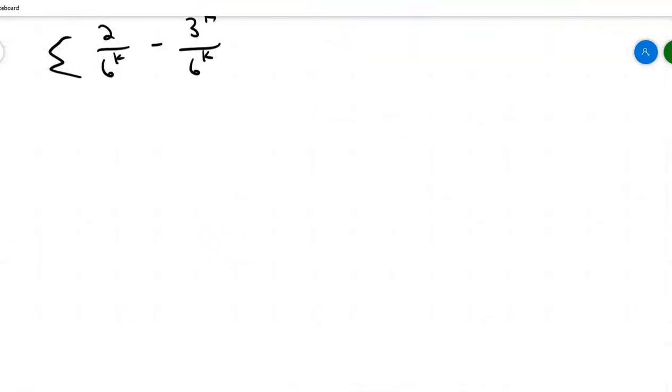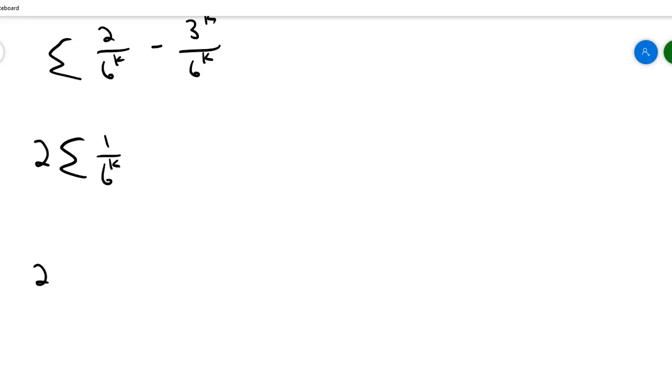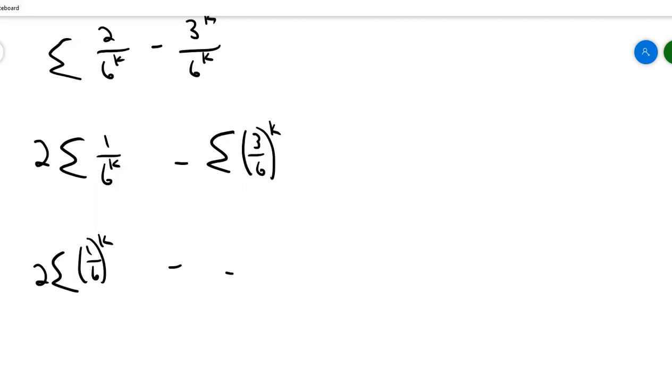For that first one, I can rewrite this as 2 times the sum of 1 over 6 to the k. This second one over here actually simplifies pretty nicely. That 3 over 6 I can pull on the inside, put the k on the outside, and now that becomes the sum of 1/2 to the k. So now I've reduced these down to two geometric series, and I can figure out pretty easily how they converge.